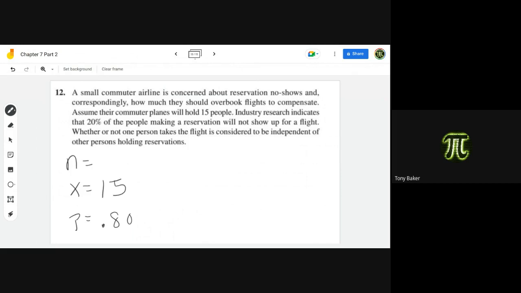Okay. So if I book 17 people on my flight, possibly, what is the probability that 15 will show up? Okay. So we go back to my Desmos. We put 17, 15, and 0.8.